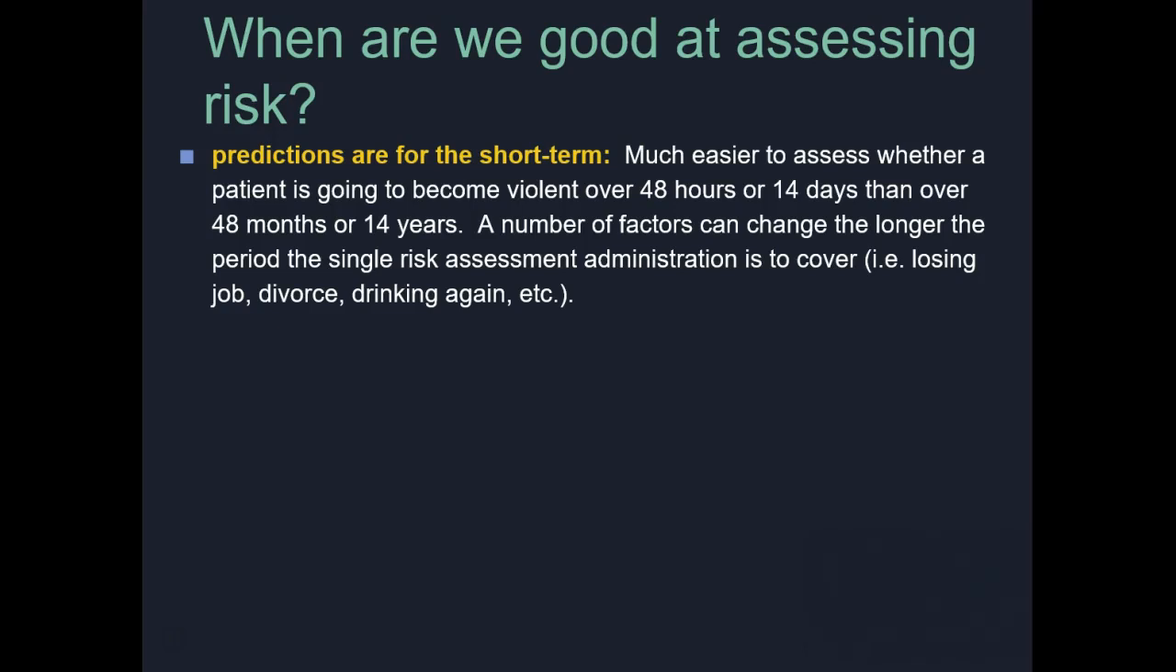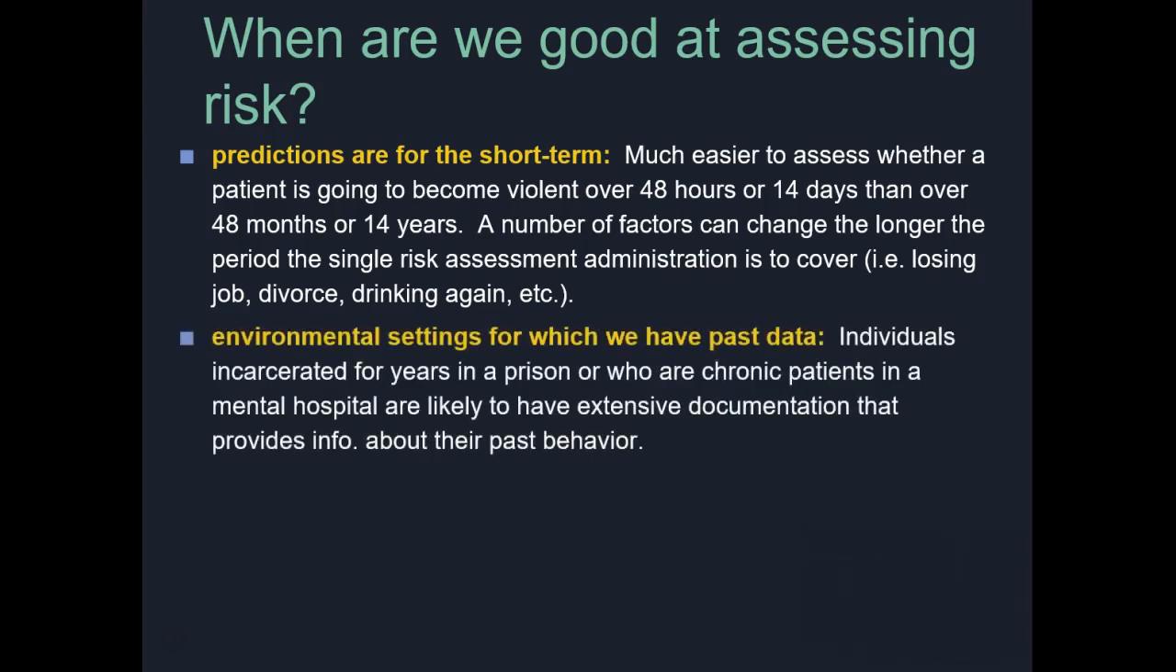A number of factors can change the longer the period the risk assessment is to cover. So if we do a one-time assessment over years, there are chances of a person losing a job, getting a divorce, drinking again, etc. These are some risk factors that might cause somebody to become violent again. The possibility goes up.